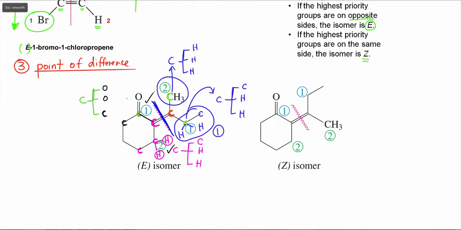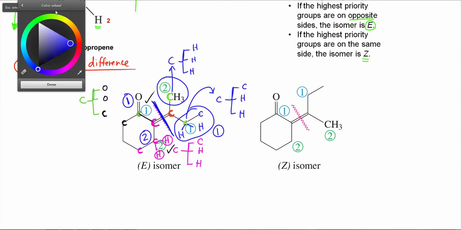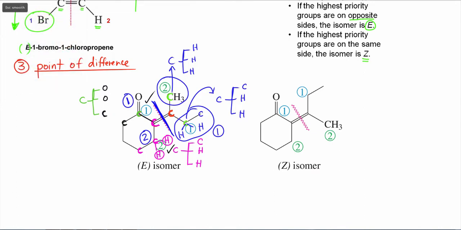So if I have 1 on this sp2 carbon and 2 here, and on the other sp2 carbon, I have 1 and 2, that says that my number 1 priorities, this is going that way, and this is going that way on that double bond. So that's opposite, and that's going to give me the E configuration. Okay.